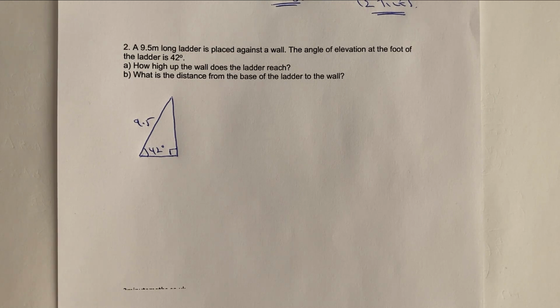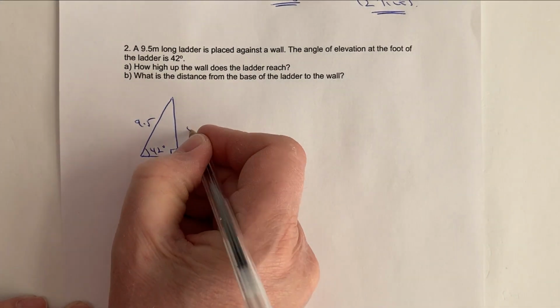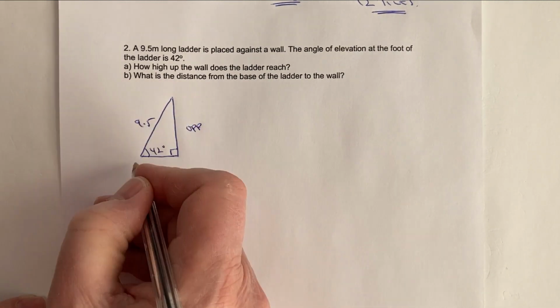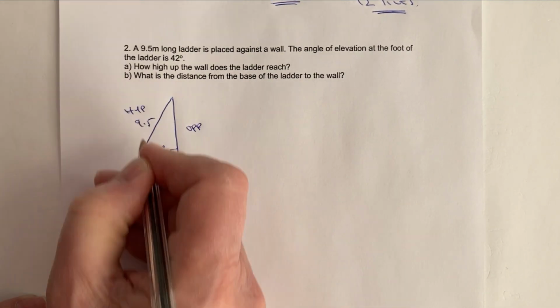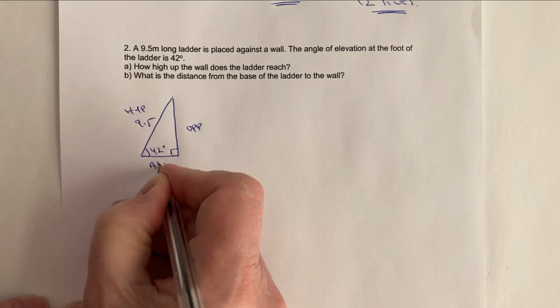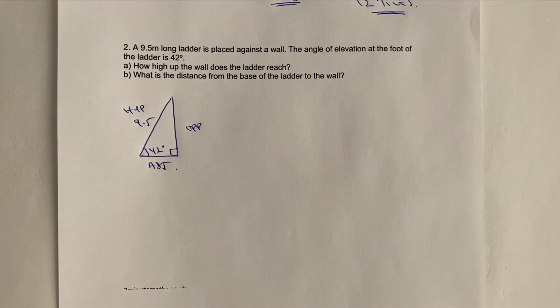I'm going to say that opposite 42 is the opposite. The longest length is the hypotenuse. The one that's left is the adjacent. Okay, so I'm in a position now to start looking at the rest of the question and see if I can answer part A and part B.